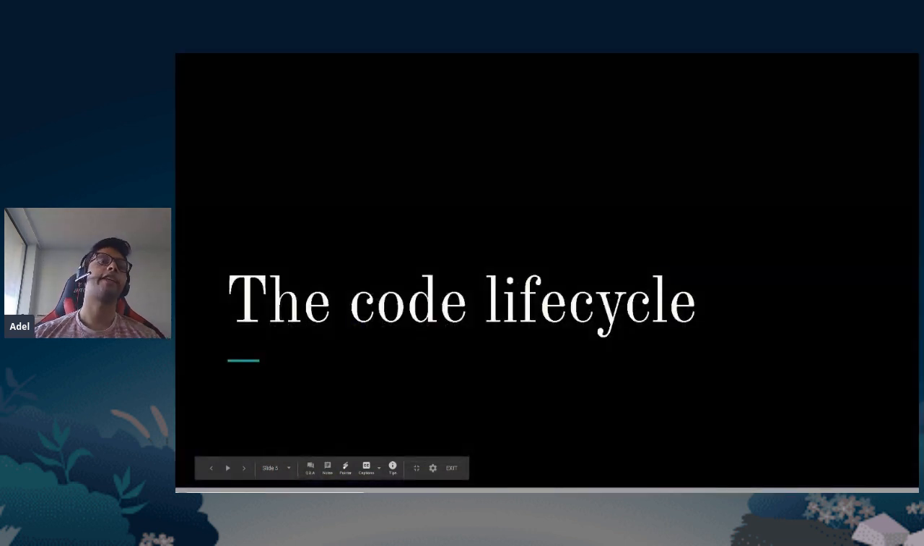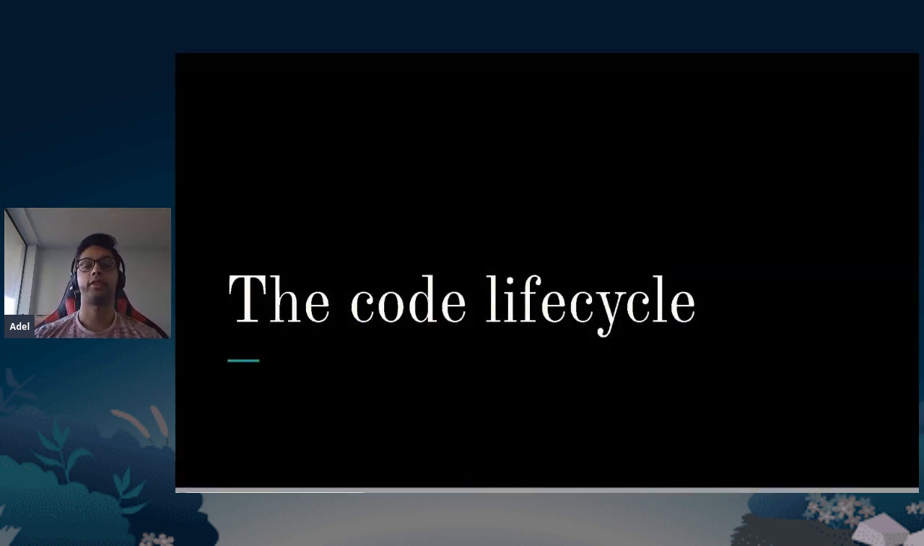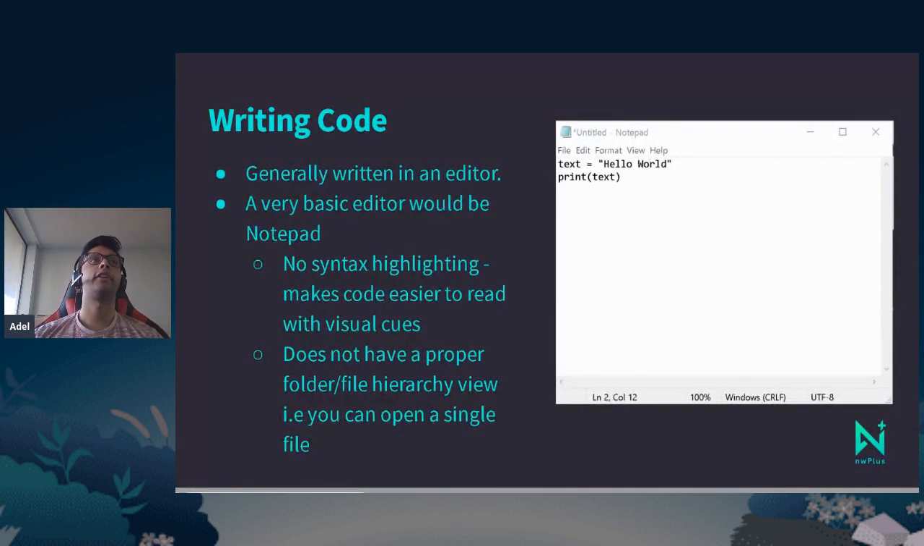So let's start off with the code lifecycle. One of the first things you do when you start coding is writing code. And coding is just the process of using a programming language to get a computer to behave how you want it to. So a really important part of it is the process of writing code. Usually writing code is done in an editor. A really basic example is the Notepad app. But if you look at the Notepad app, it's really not that informative.